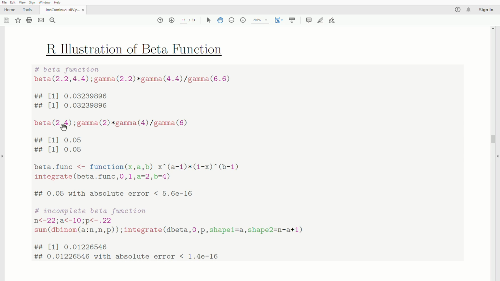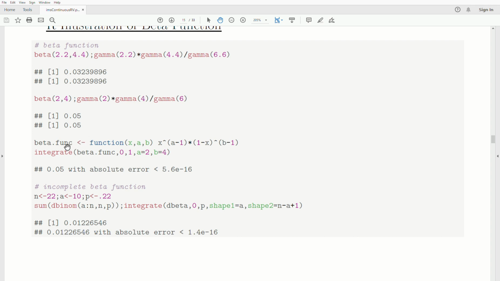But originally we defined beta as an integral. So let's integrate it using 2 and 4 and see if we get the same values. So let's create a function. I call it beta.func. And we're going to create this beta function: x to the a minus 1, 1 minus x to the b minus 1. We're going to integrate this beta.func from 0 to 1. We're going to use the parameters a equal 2 and b equal 4, which is what we used up here. And notice we get 0.05. It's the same, as it should be. That's the definition of the beta function.